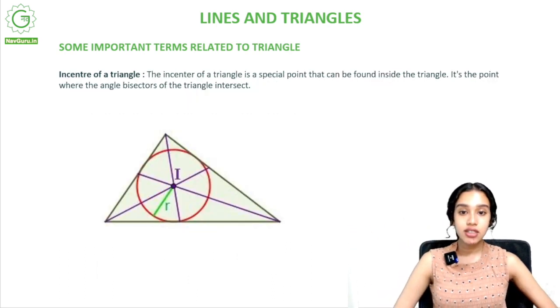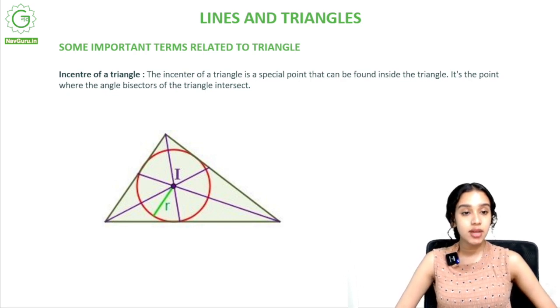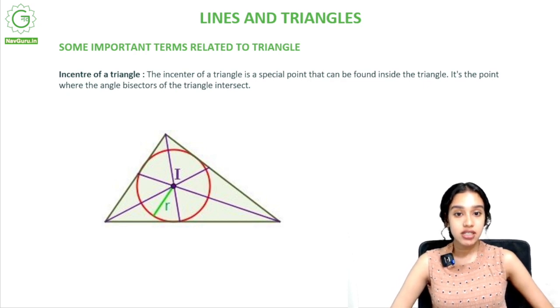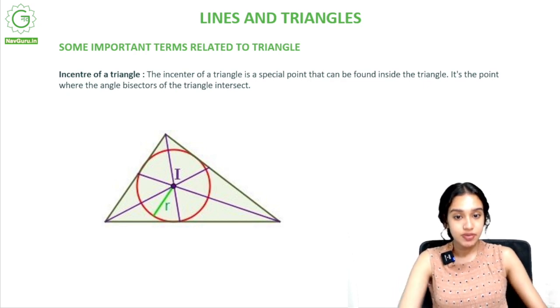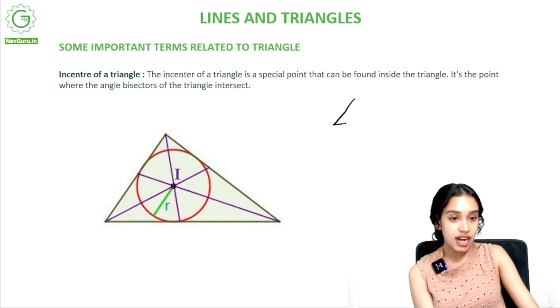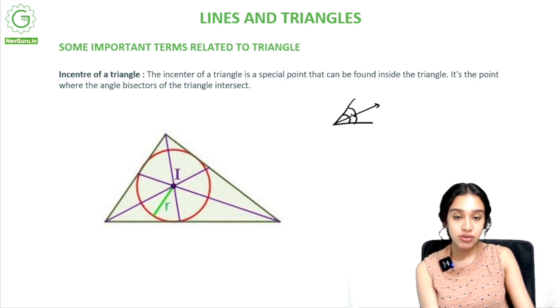Now, the incenter of a triangle. The incenter of a triangle is a special point that can be found inside the triangle. It's the point where the angle bisectors of the triangle intersect. So, we talked about the bisector of an angle, right? We had an angle like this. We just draw a line which divides the angle into two equal parts, that is called the bisector of an angle.